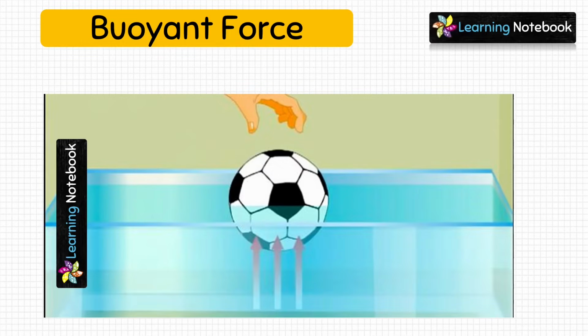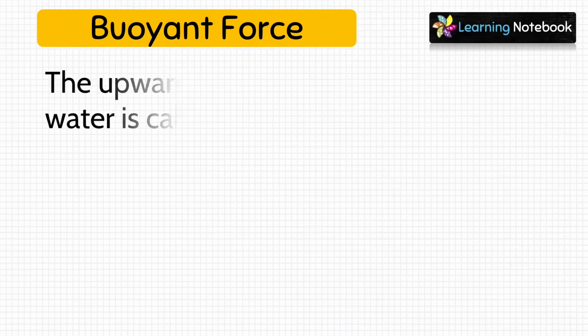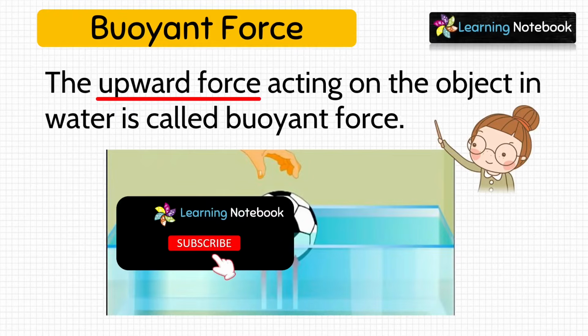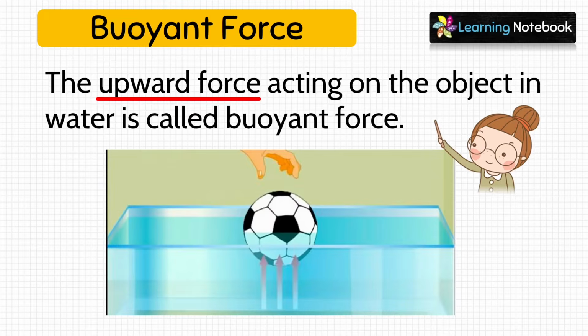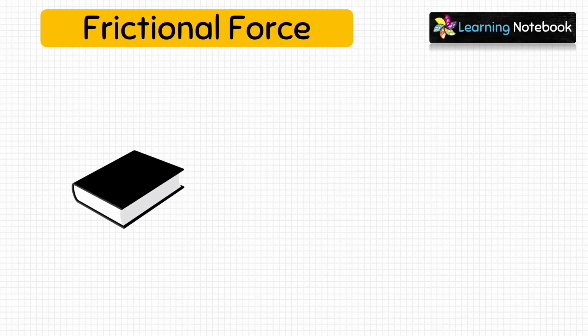So it means there is some upward force on the ball. And this upward force is called buoyant force. So the upward force acting on the object in the water is called buoyant force. Now the last type of force is frictional force.